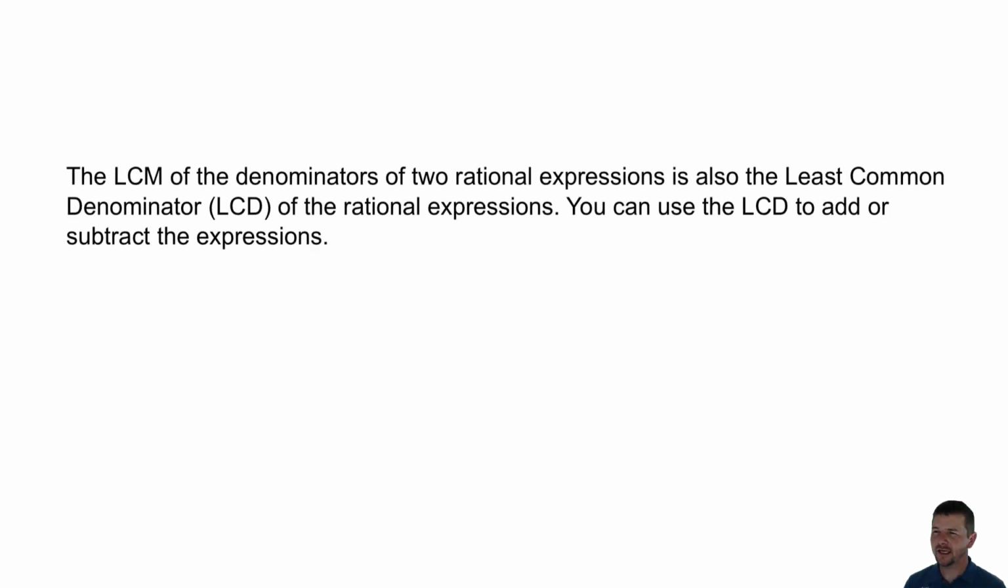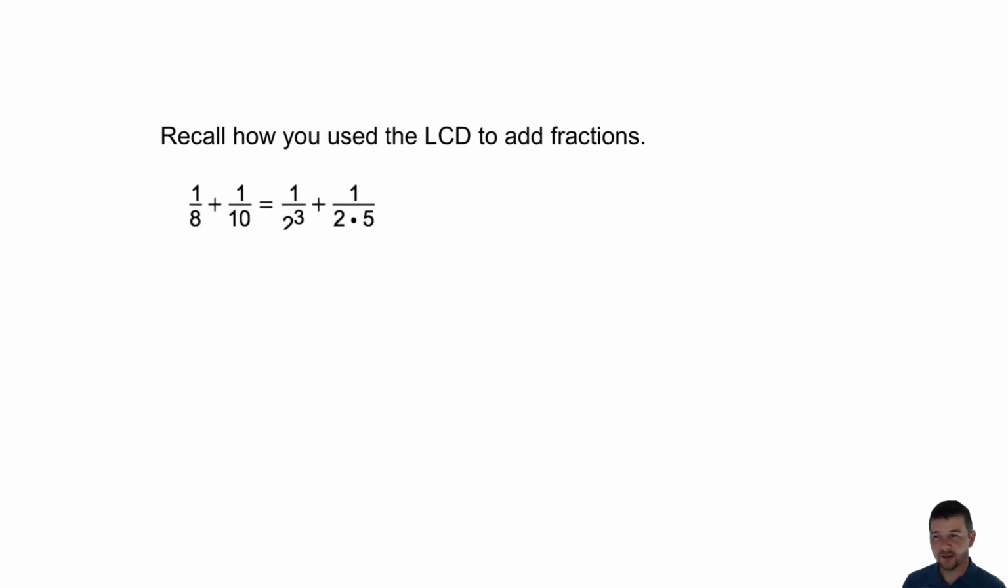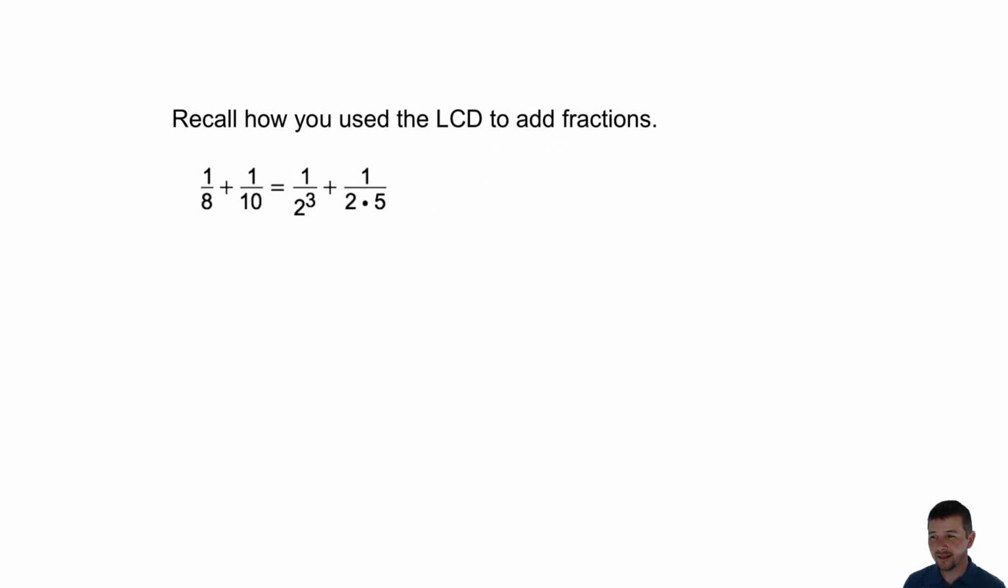The LCM of the denominators of two rational expressions is also the least common denominator, or LCD, of the rational expressions. You can use the LCD to add or subtract the expressions. Recall how you use the LCD to add fractions. Well, in the case of 1/8 plus 1/10, 1/8 equals 1 over 2 to the third power, and 1/10 equals 1 over 2 times 5.